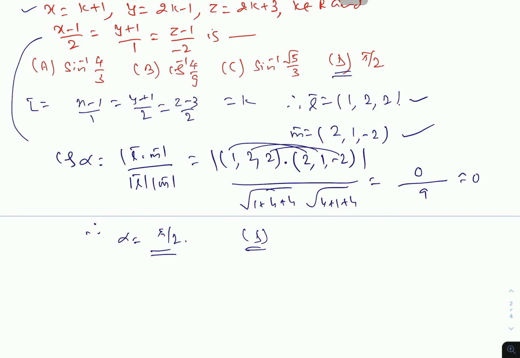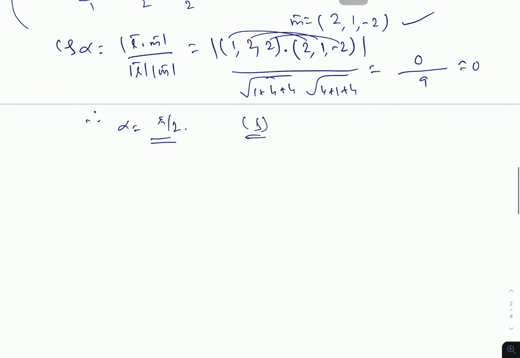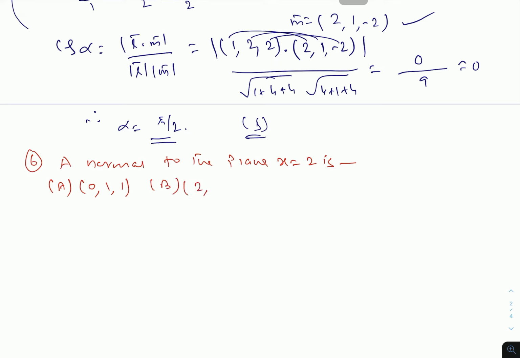Next, a normal to the plane x equal to 2 is blank. So the options for normal vector are 0, 1, 1, then 2, 0, 2, then 1, 0, 0, then 0, 1, 0.